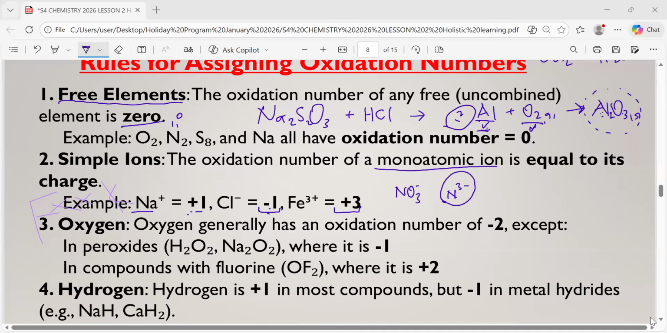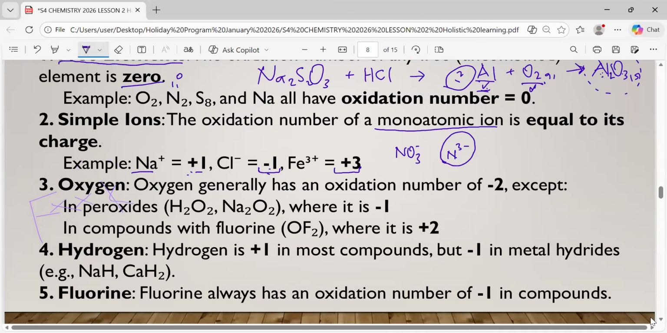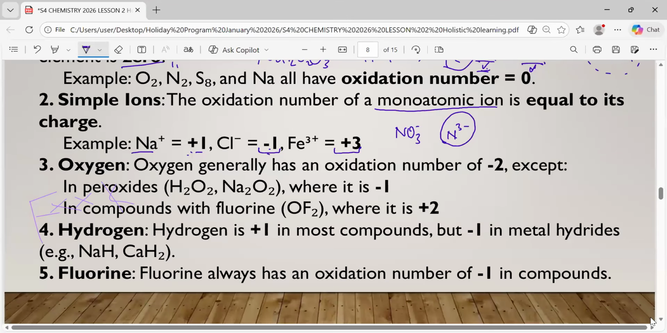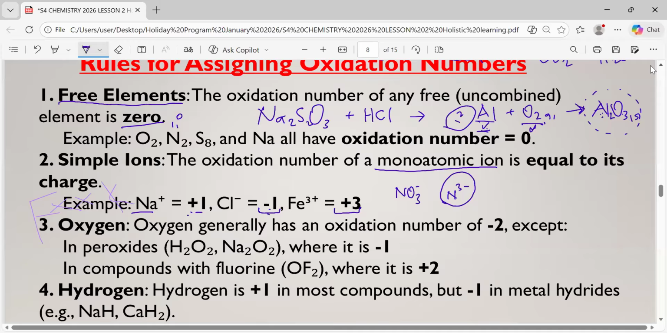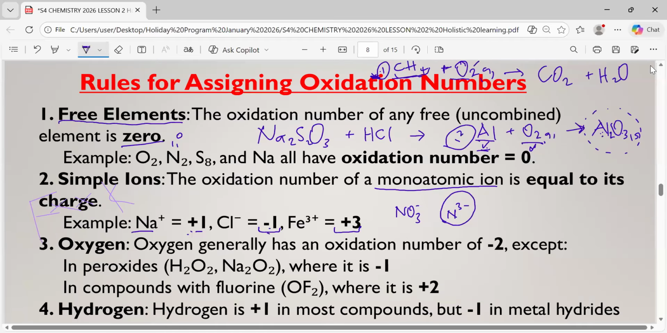Sir, you talked about the oxidation number of this one. Why did you say aluminium has the oxidation number of what? I have not understood that. Maybe you can re-explain. Okay, you remain on the call and we look at this.